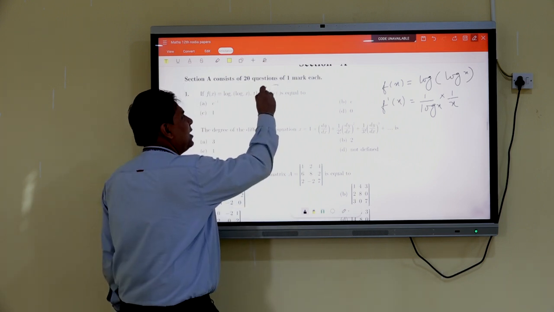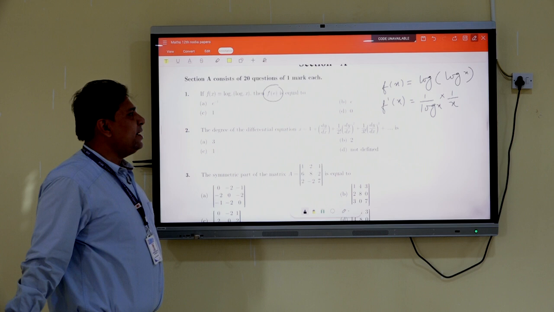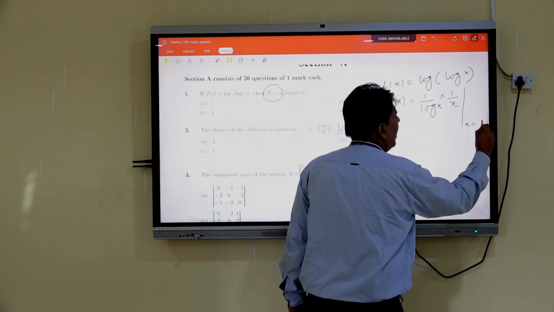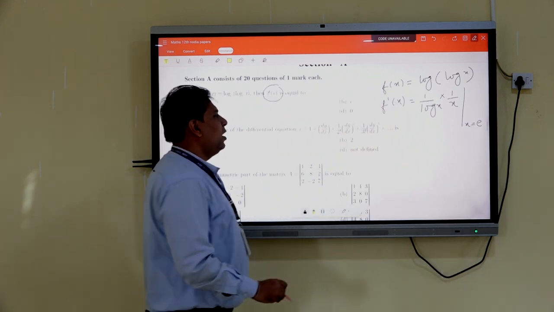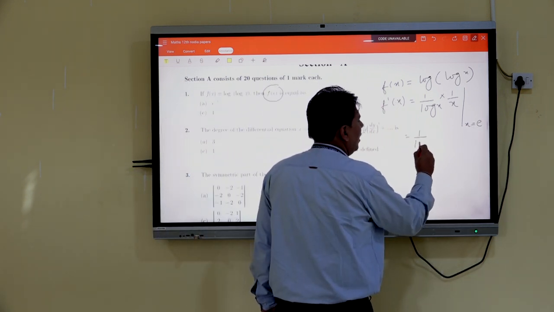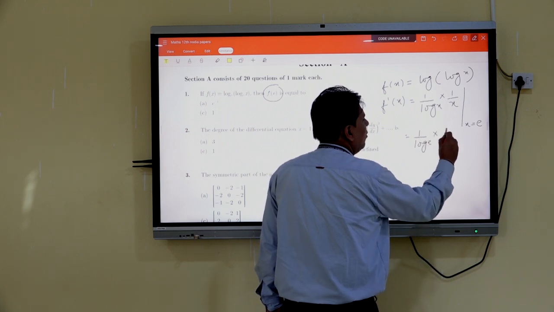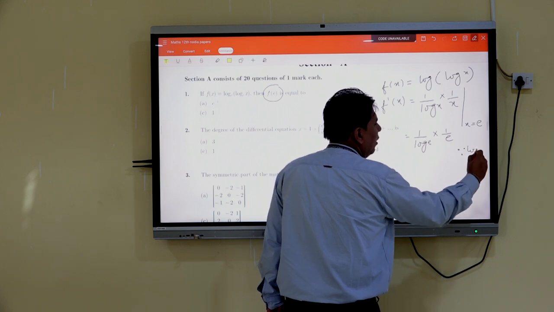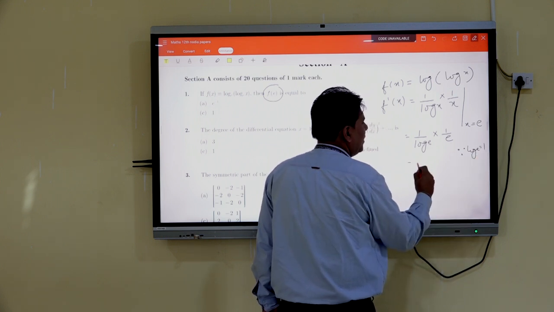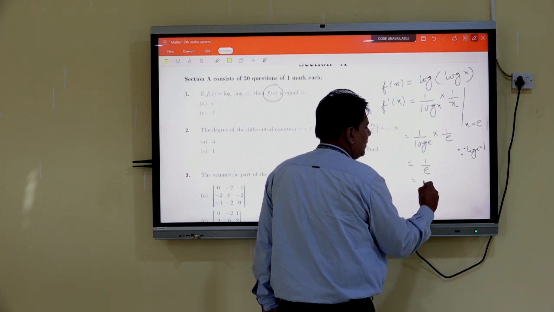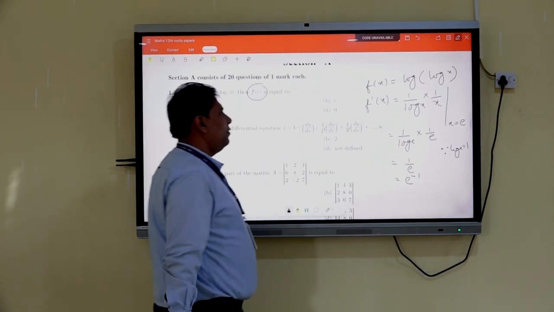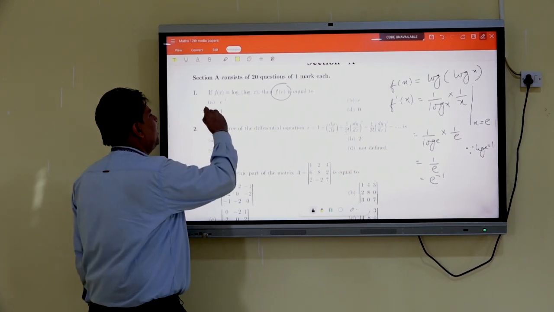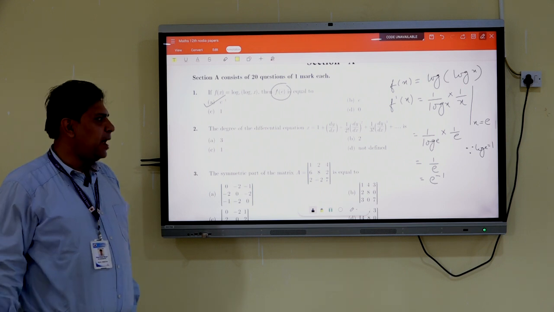But what is asked? It is asked for f dash e. That is, what is the value of x? That means I need to find the value of f dash x at x equal to e. So let us put e here. So 1 by log e into 1 by e. But the value of log e is how much? The value of log e is 1. So what is my answer? 1 by e, which can be written as e to the power minus 1. So the correct option is A, right?